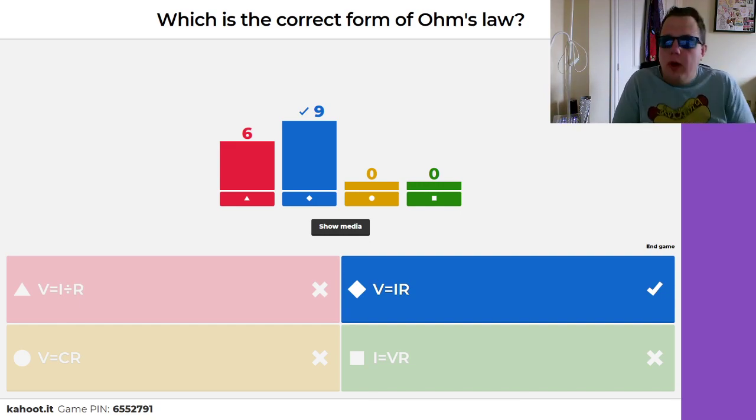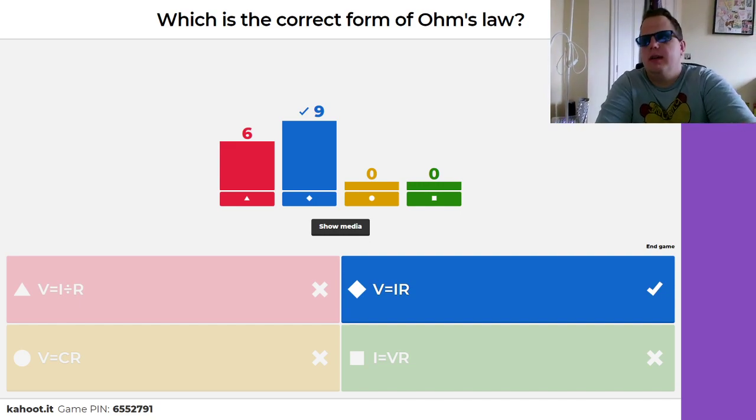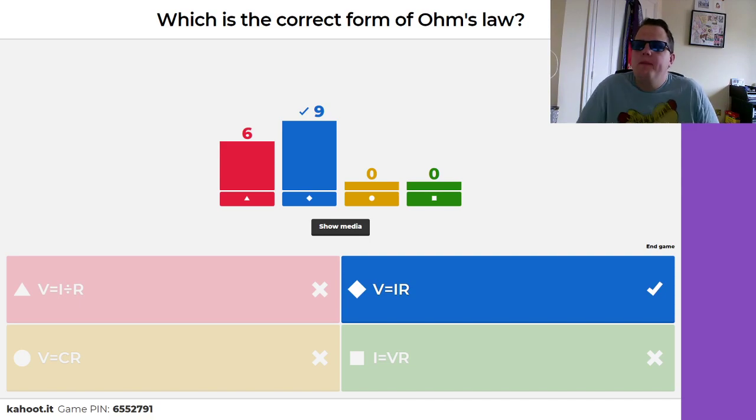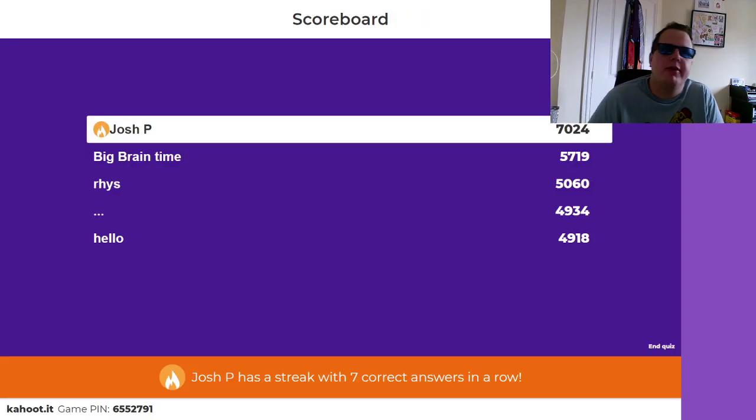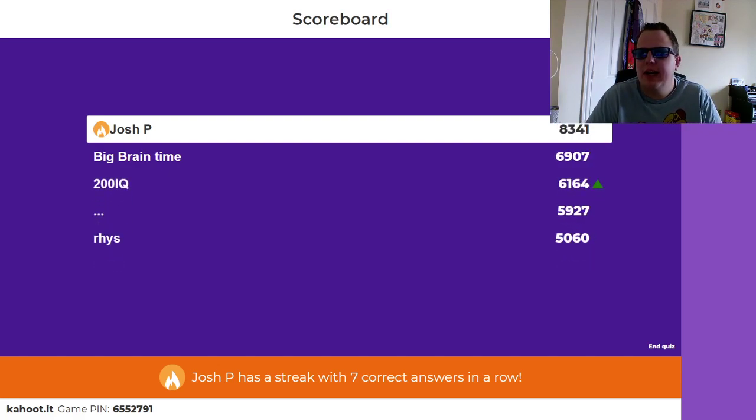Okay, yeah, well done to 9 people who got that right. V equals IR is the correct form of Ohm's law on there. Josh P has a streak of 7 answers correct now. That's excellent. And 200 IQ is now 3rd.